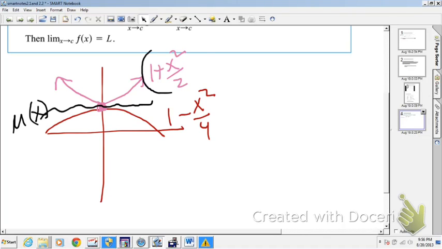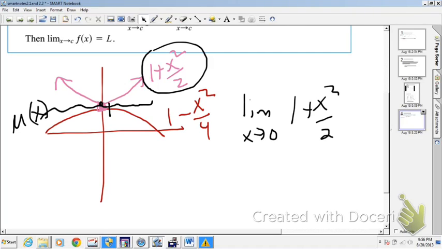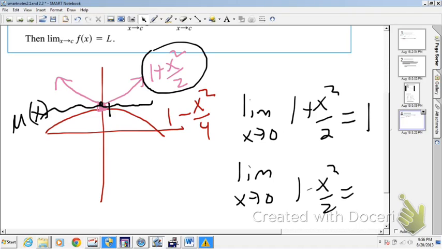This is the upper bounding function, so the limit on that is 1. The limit as x approaches 0. And I'm going to write this out a little more formally here. The limit as x approaches 0 of 1 plus x squared over 2 is equal to 1. Even try plugging 0 in there. 0 squared over 2, 0, plus 1 is 1. The limit as x approaches 0 of this lower bounding function, 1 minus x squared over 4, is also 1.